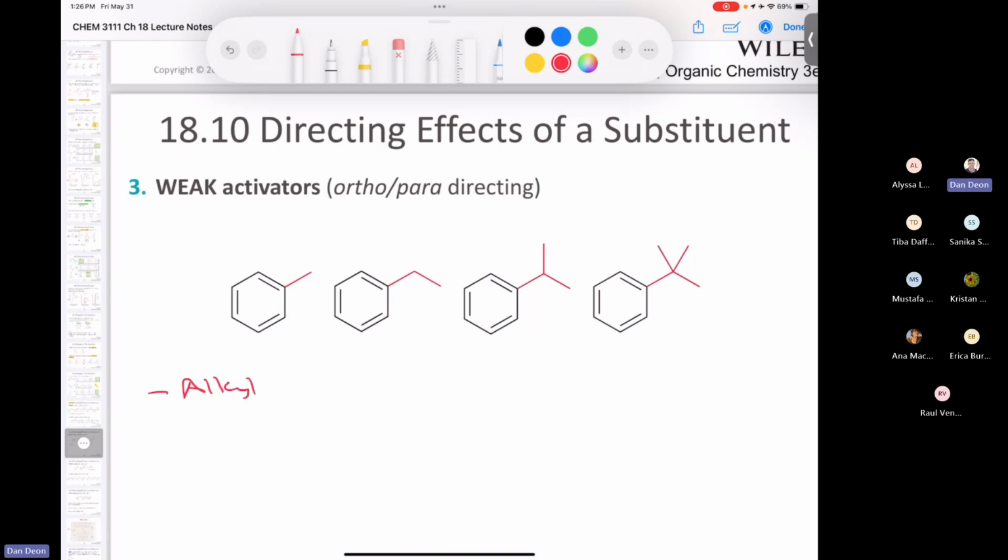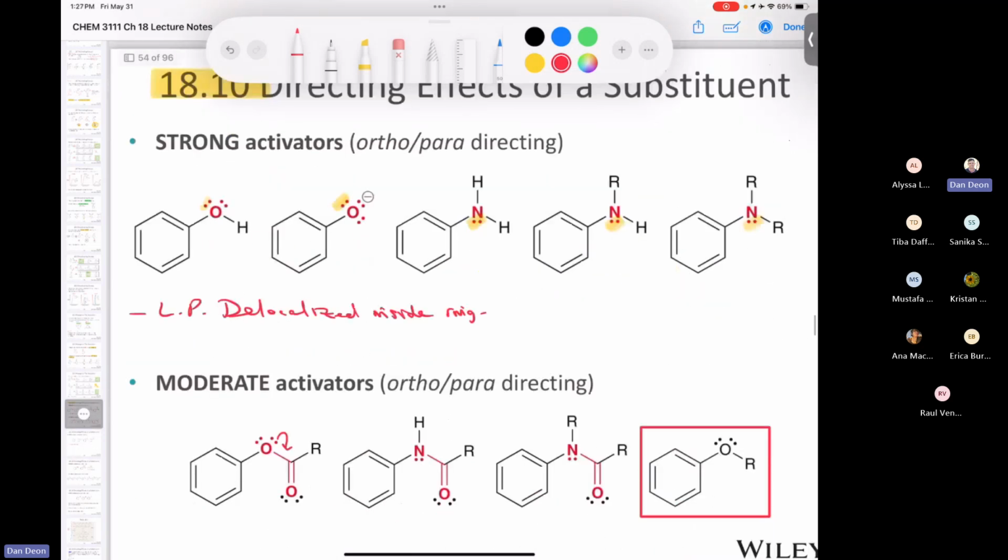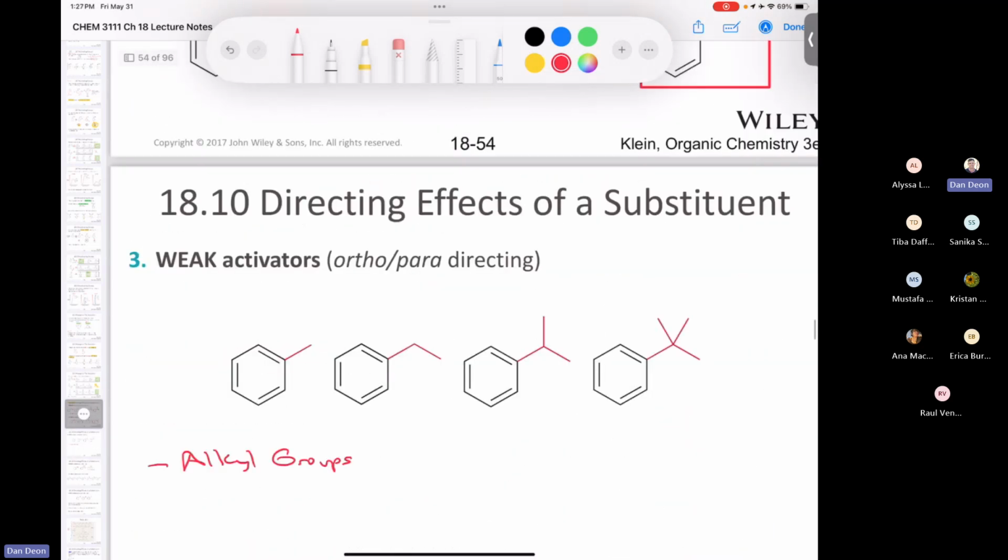Because you remember, the alkyl groups are electron donating, but they're only electron donating via hyperconjugation, which isn't really discussed in any detail in our textbook. So you don't have to go on some kind of diatribe about that. But they are going to be weak activators. So now we've covered the strong activators, the moderate activators, and the weak activators.